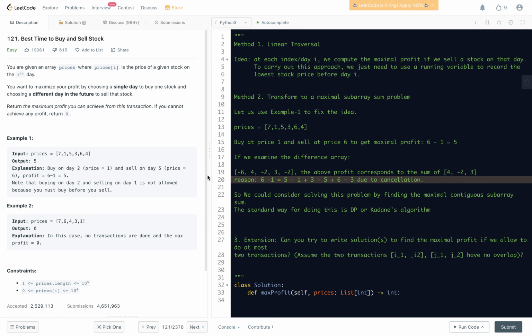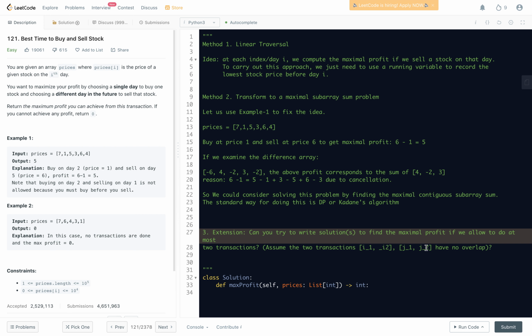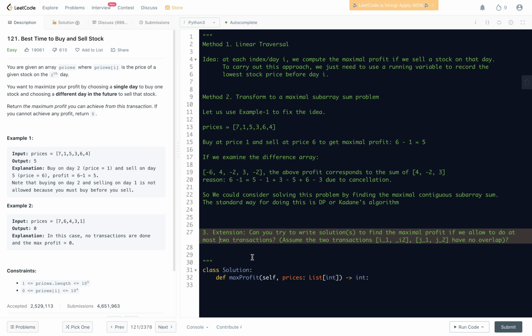Before we write the code, let me make some extension. Can you try to write solutions to find the maximum profit if we are allowed to do at most 2 transactions? We also assume that for the 2 transactions, for example, we buy at i1 and sell at j1, then buy at i2 and sell at j2 respectively. We want these two intervals not to overlap. This is an interesting problem to practice. With that said, let's look at the solutions corresponding to the two methods.